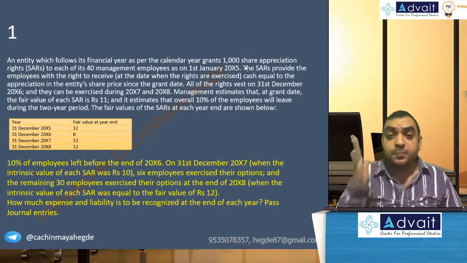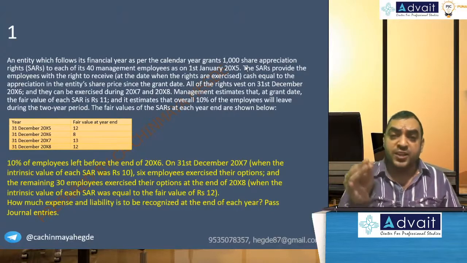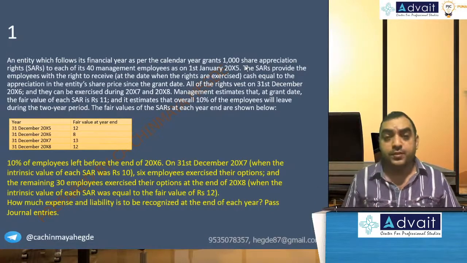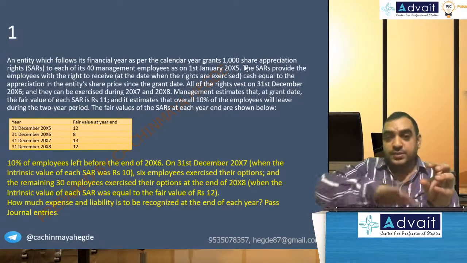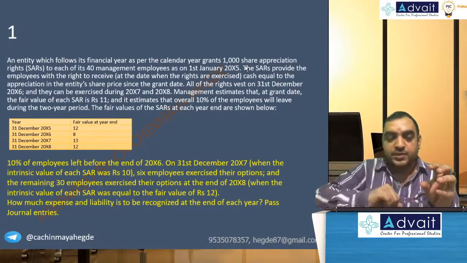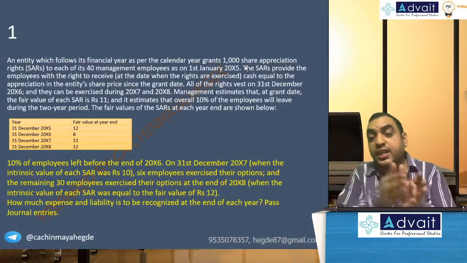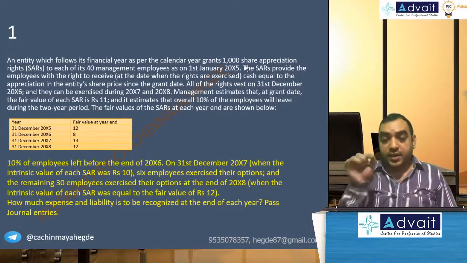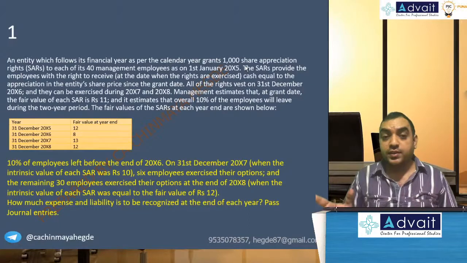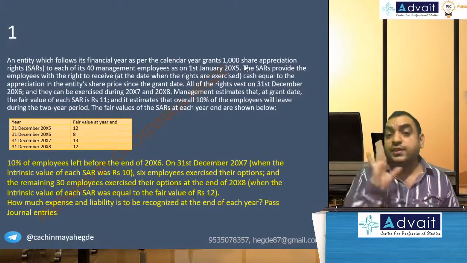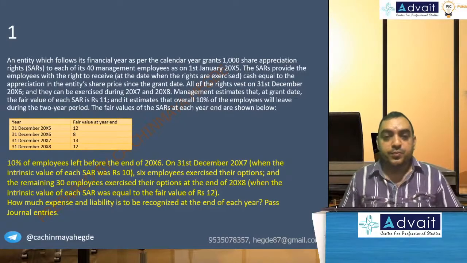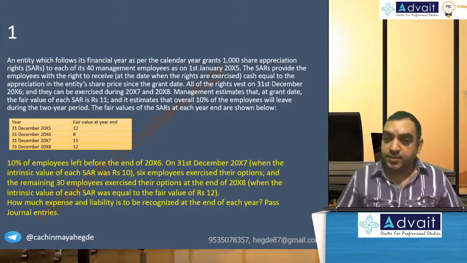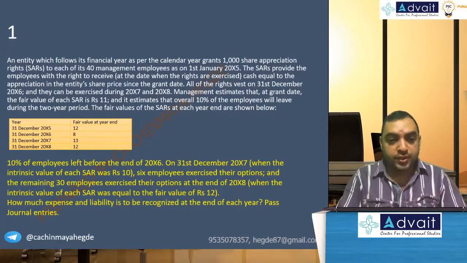Sometimes they say 10% per annum shall leave. Then you have to do number of employees on grant date into 90% into 90% into 90% if the vesting period is 3 years. But here they said overall 10%. So just multiplying one time by 10% is sufficient, don't do it 3 times. It is estimated overall 10% of employees will leave during the 2-year period.